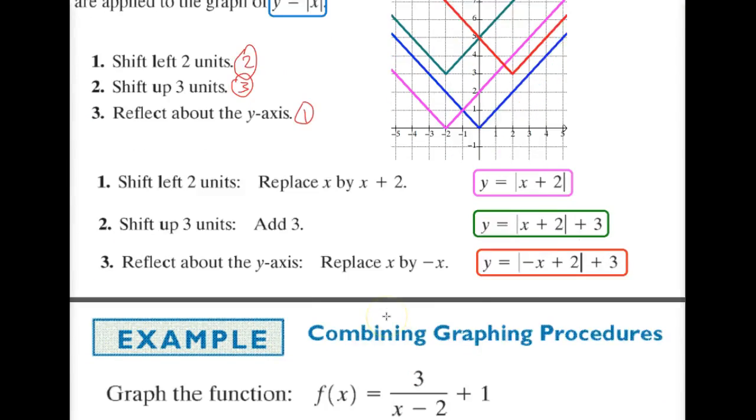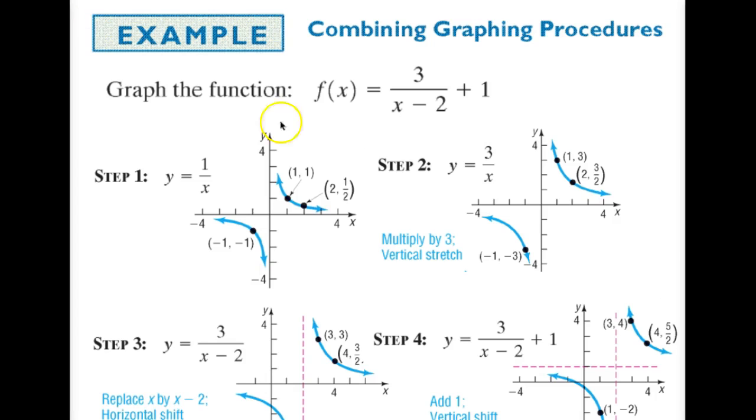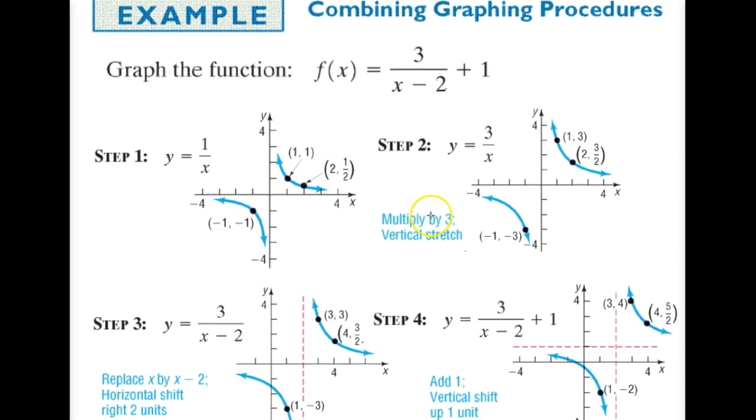Okay, so now let's move to the next example. You see that we have one where the base function is 1 over x, which is your reciprocal function, which looks like this: wax on, wax off. And now we know that for the function 1 over x, we have just multiplied it by 3, which gives a vertical stretch.